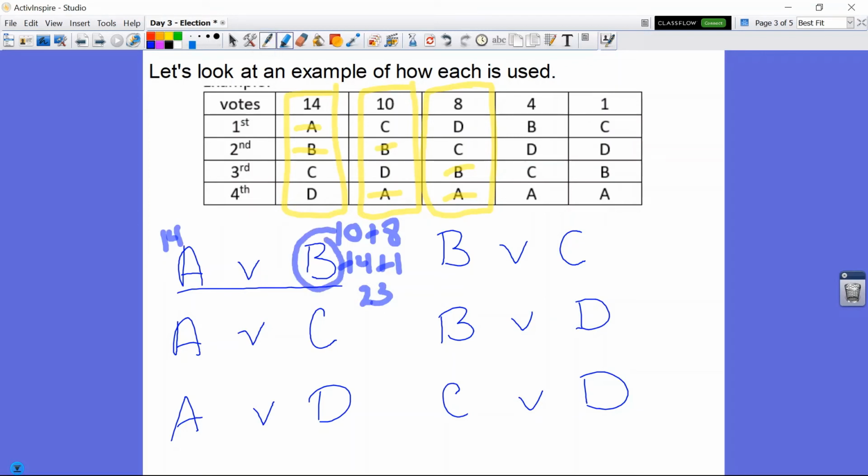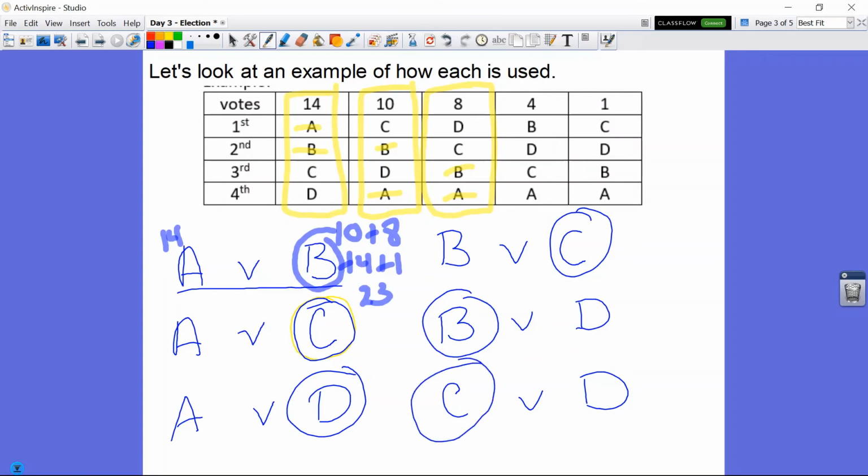So you would go through and you would do that for every single matchup. So in A versus C, C wins. Sorry, let me get a color we can see. C wins, then D wins, then C wins, then B wins, then C wins. So what we're looking for is who has the most wins in the head-to-head matchup column. So A never won, B won twice, C won 3 times, and D won once. So C is our winner in pairwise comparison.